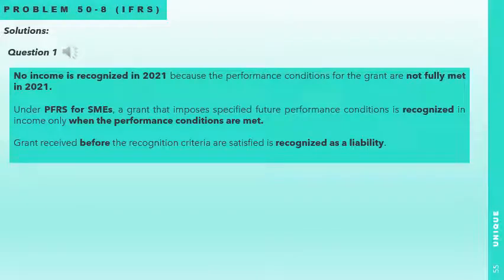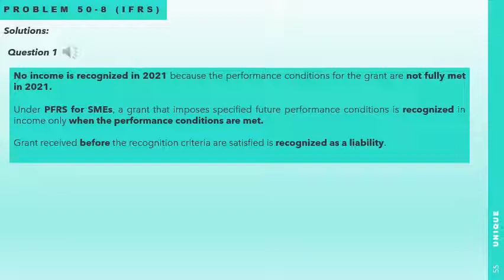So, let us first discuss or define what is a government grant. A government grant is an assistance by government in the form of a transfer of resource to an entity in return for past or future compliance with specified conditions relating to the operating activities of an entity. Under PFRS for SMEs, there are 3 classifications or ways in the recognition and measurement, and one of these is applied in the problem, wherein a grant that imposes specified future performance conditions on the recipient is recognized in income only when the performance conditions are met.